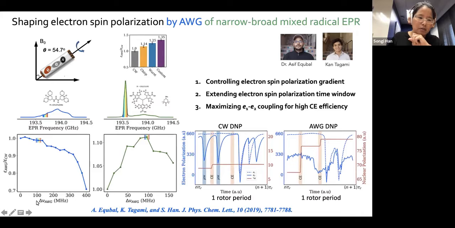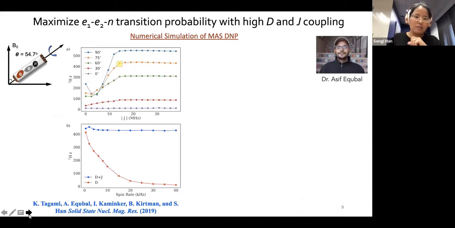So that's when J coupling comes in. One half of the next slide is published, the other half is unpublished. In a very recent paper by Tagami and Asif Equbal, we have shown that J coupling, and others have shown too, this paper in addition illustrates that J coupling is very important. You take various orientations of the radical, and generally, even though the orientations do matter, if you have a threshold J coupling, you have for most orientations a much greater enhancement.